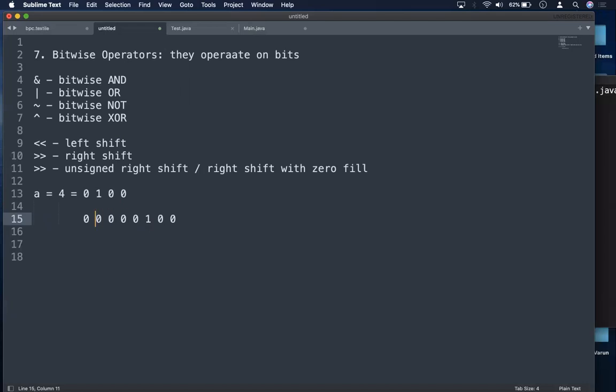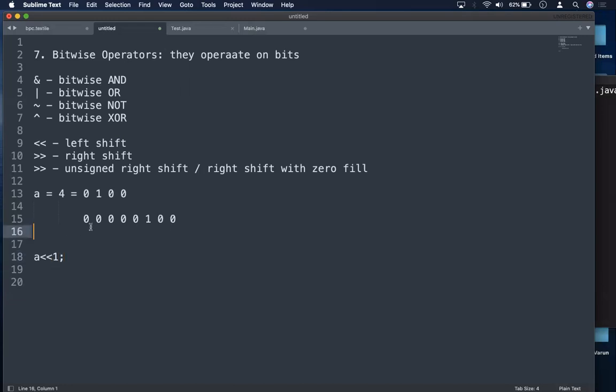Usually, this last bit is the sign bit. 0 means positive, 1 means negative. Now these shift operators say you can left shift and you can right shift, and you can shift a number of bits. For example, if I left shift by 1 bit, what is going to happen? My value is a, and I say a left shift by 1 bit.